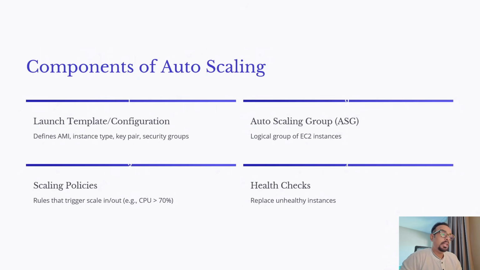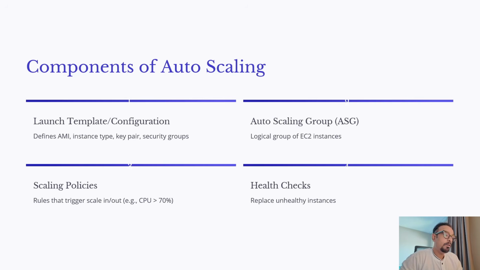Now let's break down the key components of auto scaling one by one. First is launch template or configuration. This is kind of a blueprint for new EC2 instances that you want to launch as part of your auto scaling group. It defines the AMI, instance type, key pair, and security groups that you want your EC2 instances to have when the auto scaling group is going to create the EC2 instances for you automatically based on your configuration.